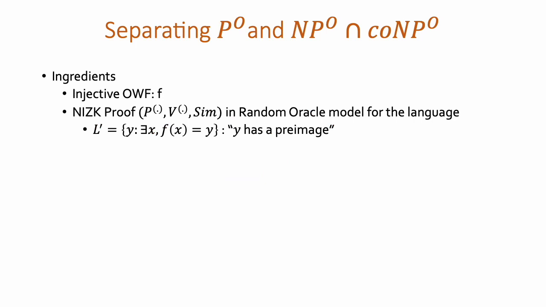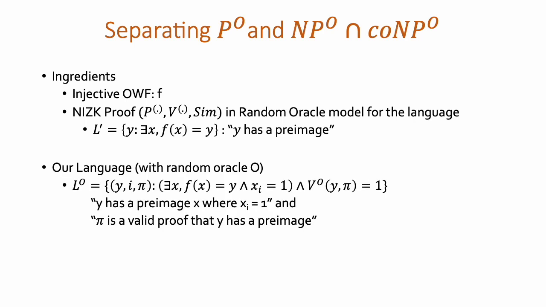The main ingredients which we use to construct a language are an injective one-way function f and a NIZK proof in the random oracle model for the language L prime, which consists of all instances y for which there exists a pre-image x corresponding to the injective one-way function. Our language L with a random oracle is this tuple y, i, pi, such that y has a pre-image x corresponding to this injective one-way function f, and the ith bit of this pre-image x is 1, and pi is a valid proof that y has a pre-image.